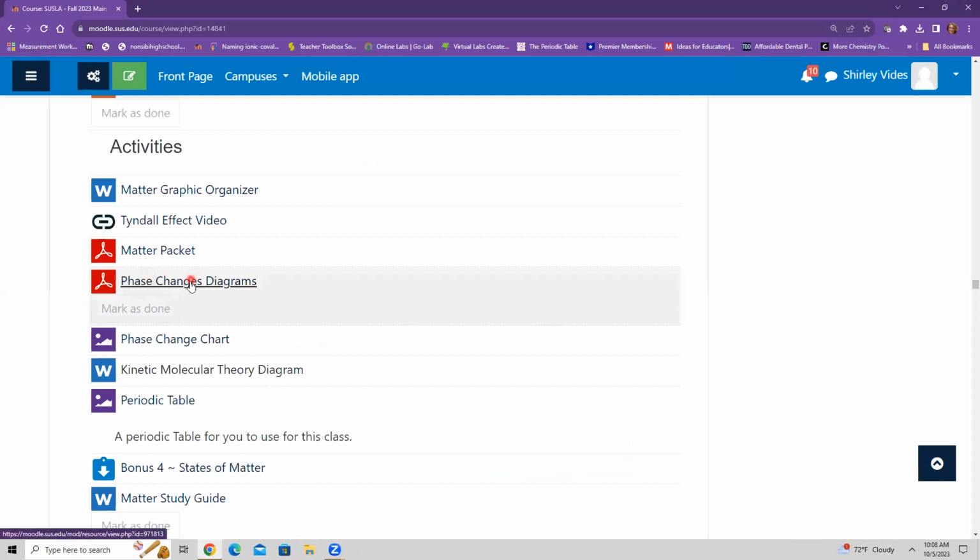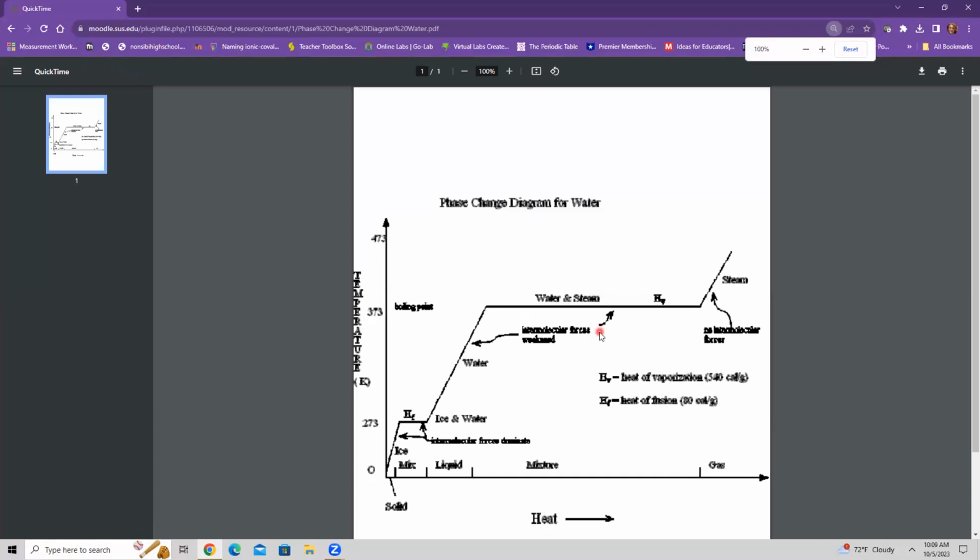All right, so the next one that we're looking at is a phase change diagram. All right, this diagram is the best one I have found so far. And it is temperature versus heat. Heat is a transfer of energy. So when you are transferring energy, that's kinetic energy, the temperature will increase, which makes sense. Okay, so here is a diagram of how that happens.